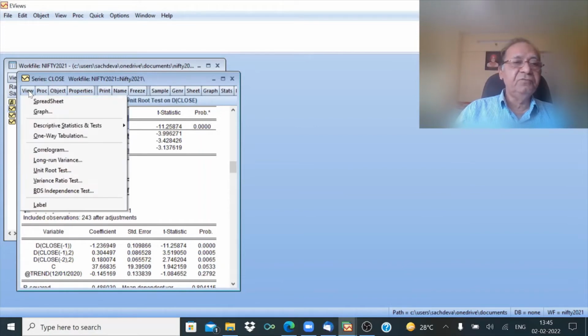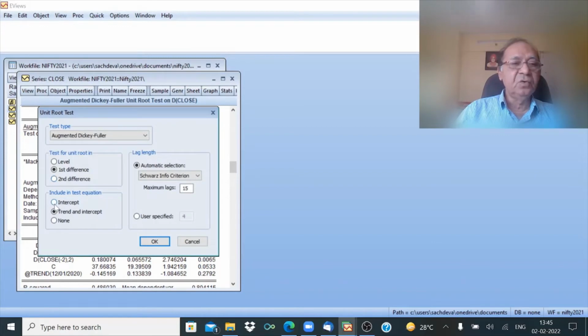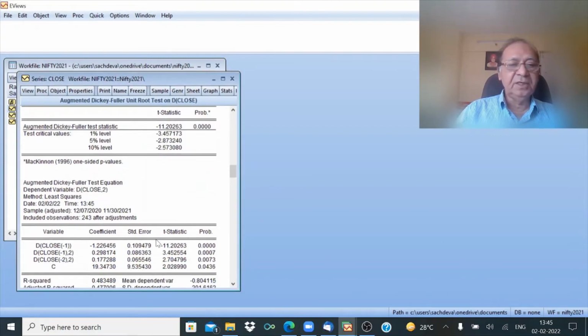Now let us see the view, unit root, first difference, with only intercept. We say OK, and now see, the intercept is significant.